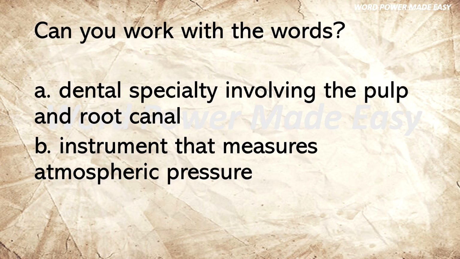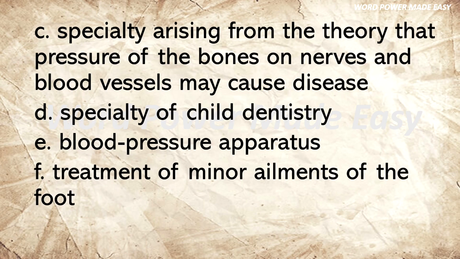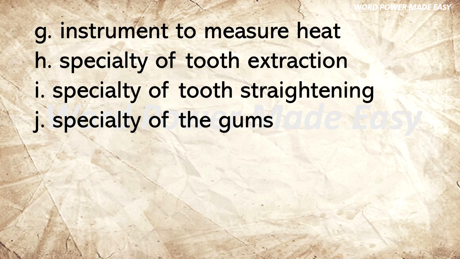Can you work with the words? A. Dental specialty involving the pulp and root canal. B. Instrument that measures atmospheric pressure. C. Specialty arising from the theory that pressure of the bones on nerves and blood vessels may cause disease. D. Specialty of child dentistry. E. Blood pressure apparatus. F. Treatment of minor ailments of the foot. G. Instrument to measure heat. H. Specialty of tooth extraction. I. Specialty of tooth straightening. J. Specialty of the gums.